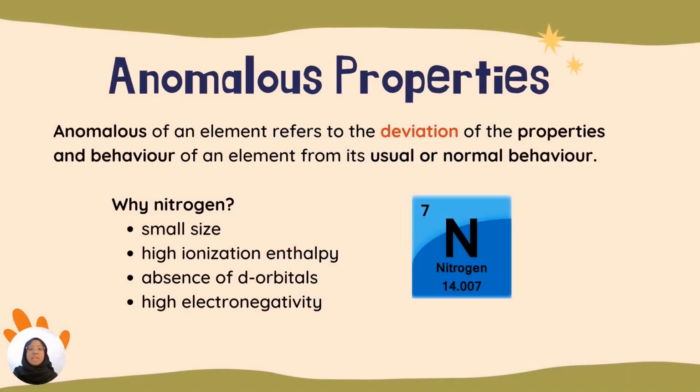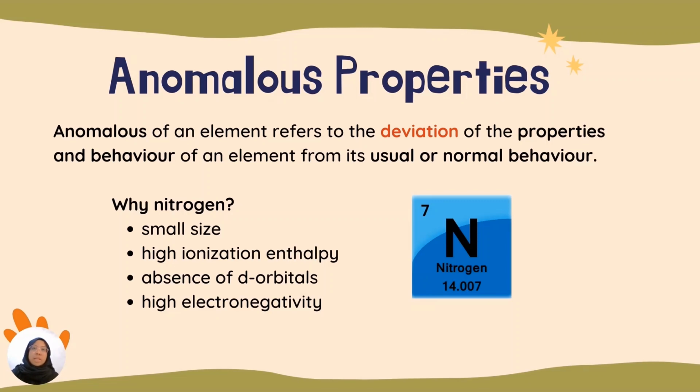My name is Nurul Fahanis binti Zulkifli and my matric number is 207688. Today I'm going to continue with the anomalous properties of group 15 elements. So what is anomalous? Anomalous behavior of an element refers to the deviation of the properties and behavior of an element from its usual or normal behavior.